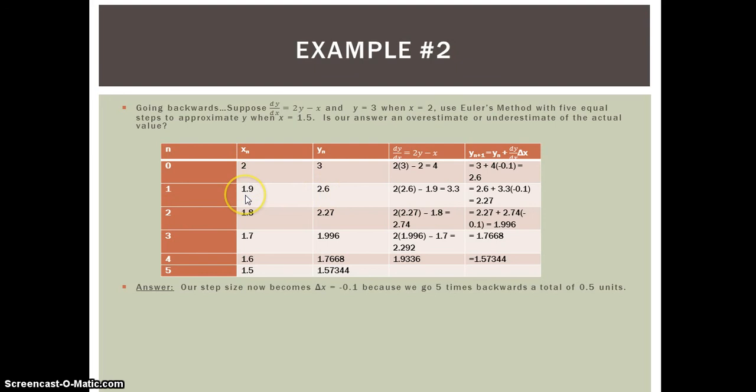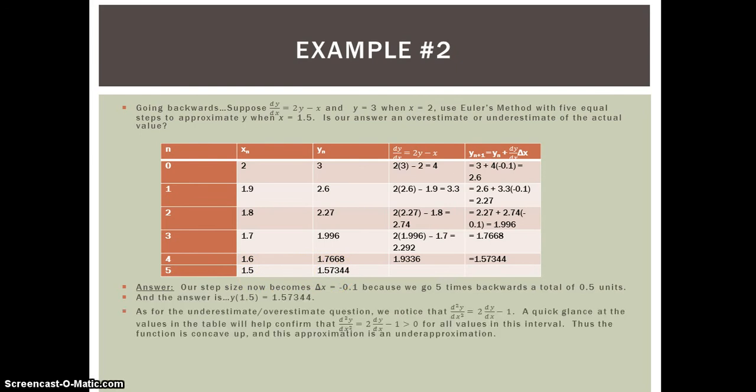Going backwards with our x to 1.9, we're going backwards negative 0.1. We have 1.9 as our x and 2.6 as our y. Calculate our derivative, we get 3.3. We go through our tangent line formula and get our next guess is 2.27. I won't bore you by going through all the parts of this chart. You just continue on. And again, when you get to x is equal to 1.5 in your chart, your guess is 1.57344.